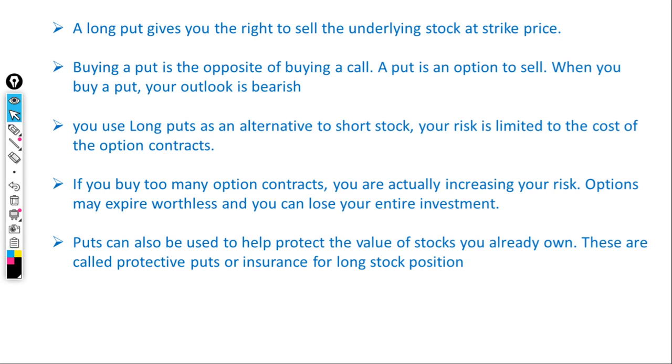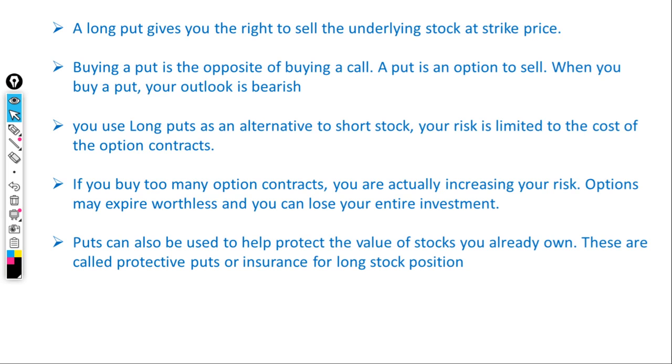Puts can also be used to help protect the value of stocks you already own. These are called protective puts, or insurance for a long stock position. That is the key application of the long put. When you buy a put, your intention is to short the stock, meaning you want to trade a bearish view. Or you own a stock portfolio and you want to protect it using the put option, which is called a protective put.